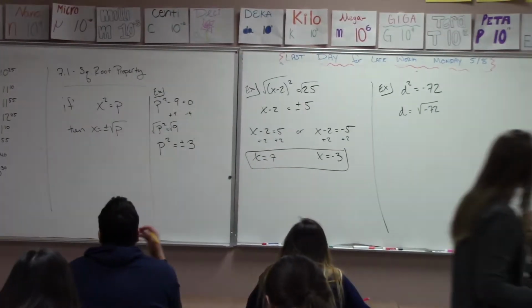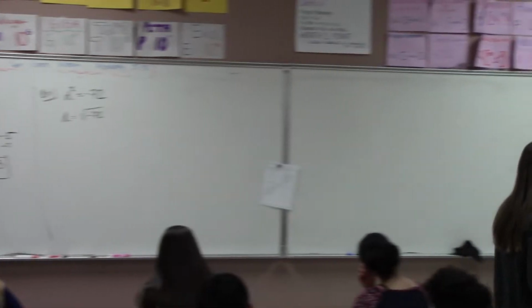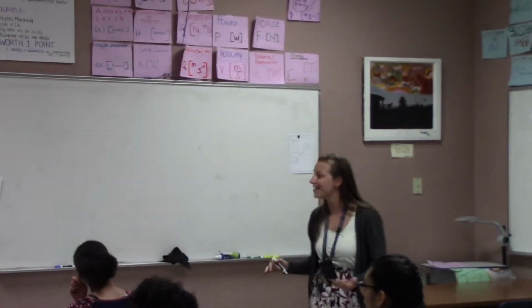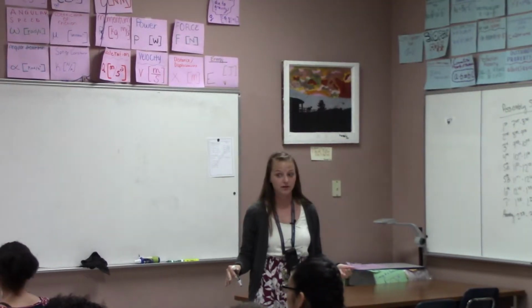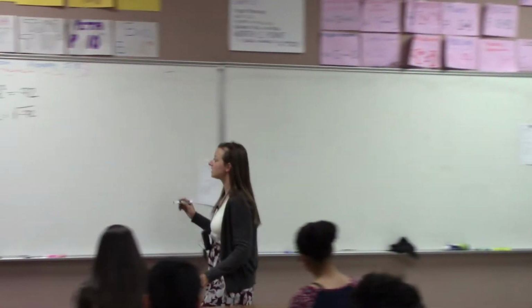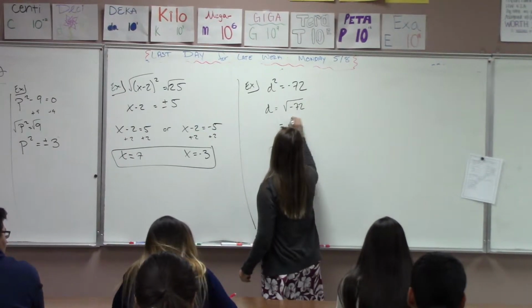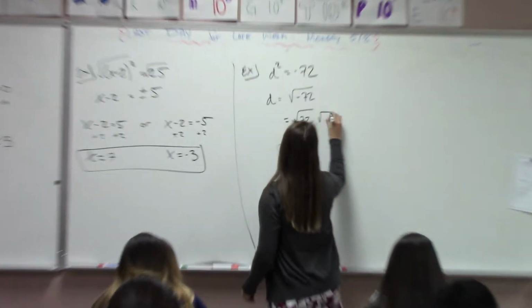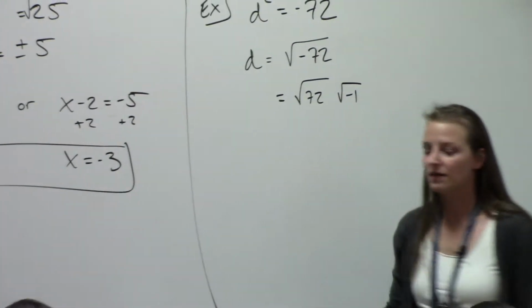What letter am I going to use to deal with this square root of a negative, ladies and gentlemen? i, yes. And what does i stand for, smart children? The square root of -1. Yeah, you got it. So here's how I'm going to deal with this. I'm going to split it up into the square root of 72 times the square root of -1. Then I'm going to simplify that square root of 72 the way that I always know how.